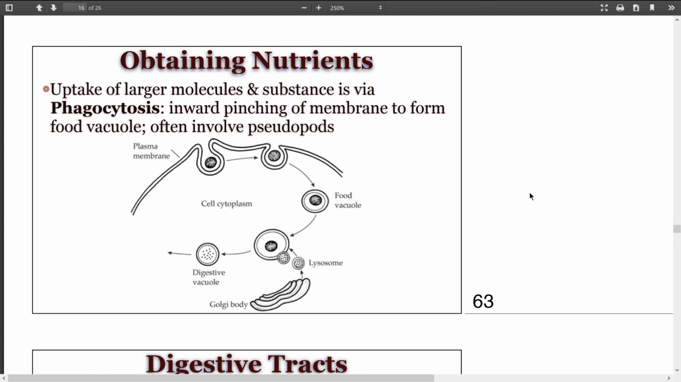That vacuole will then combine with lysosomes, which are small little vesicles that basically contain digestive enzymes. And those digestive enzymes break down the food particle. It might be an algae cell or bacterial cell. And then as those substances are digested, they're released into the rest of the cytoplasm for the organism to use.